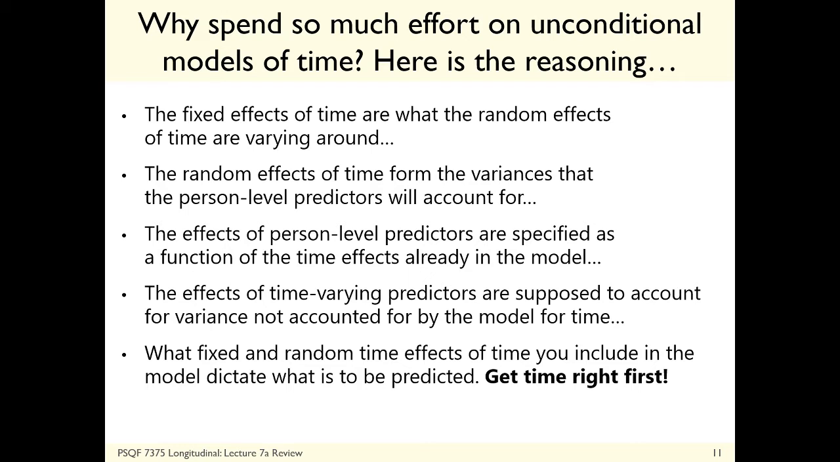Once we have our time-invariant predictors, time-varying predictors will pick up what's left: all of the time-specific variance that's not already accounted for in the level 2 model. And so that means that what fixed and random effects of time you put in the first place in the model dictate essentially what the rest of the predictors have to do. Time has to be handled first. So even if it's not your primary research question, because it's such a huge part of the design, it has to be handled first. Otherwise, all of the inferences that you may have after that may be suspect.